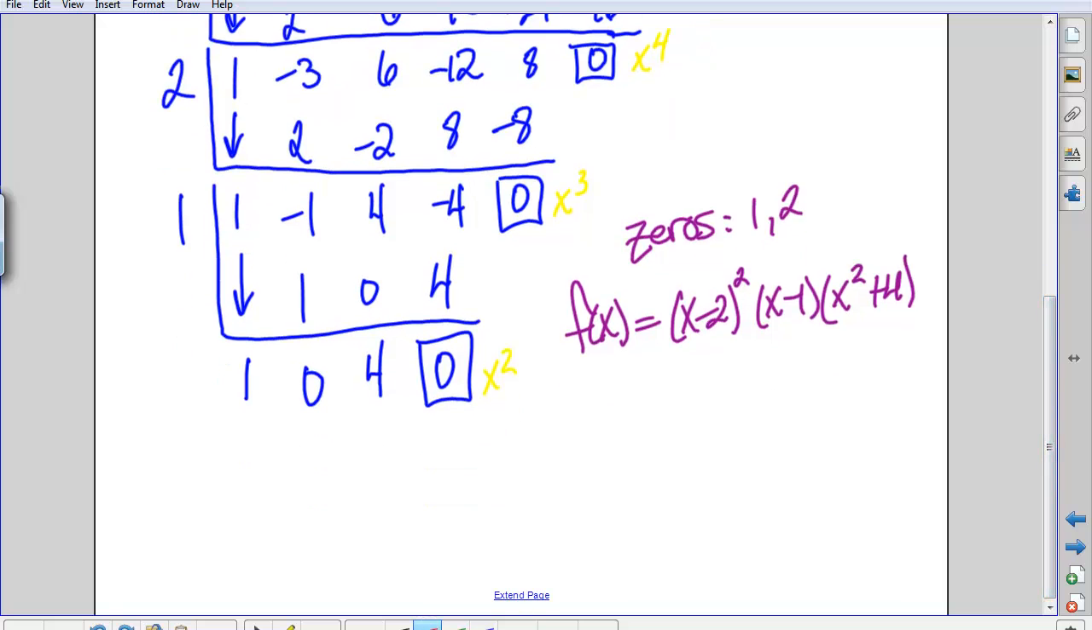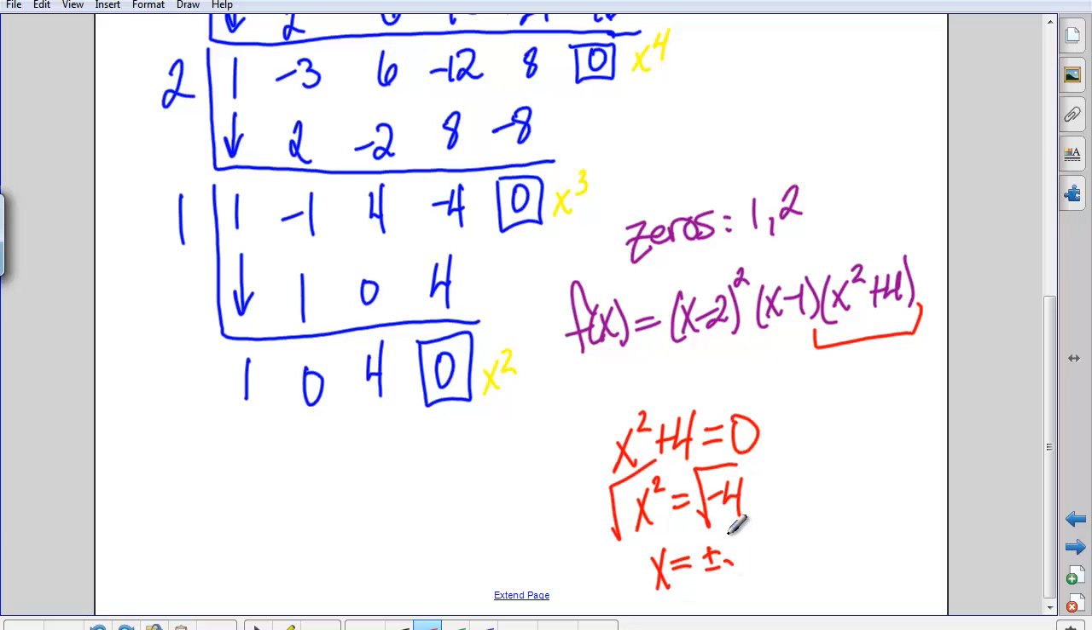Now, could there be any more zeros left in this piece right here? X squared plus 4. Let's explore that real quick. If that thing is 0, can I solve that? Well, that would mean x squared is negative 4. And if I take a square root, I get negative 4 under a square root, which is no real solution. Can't do a square root of a negative and get a real number solution. Okay, so I'm done. I'm just talking about real zeros here, so I can't go any further.